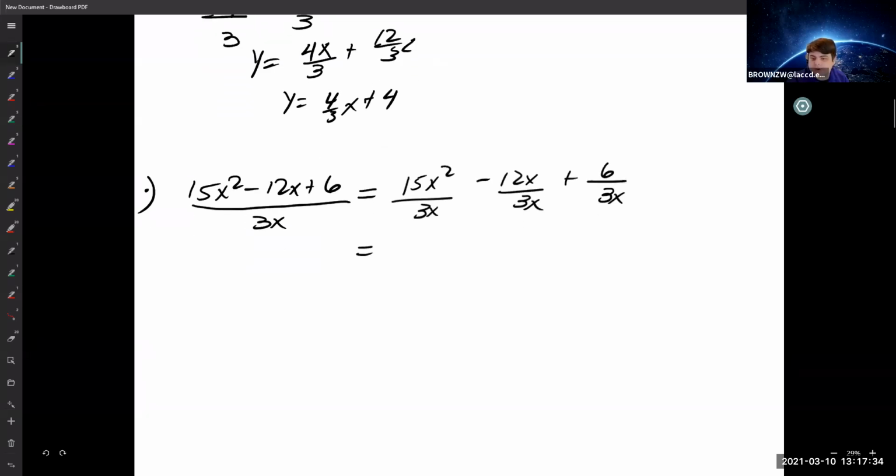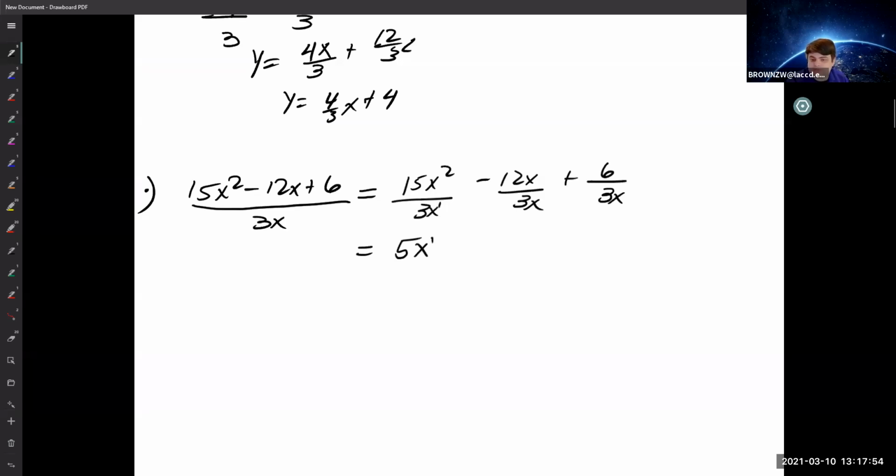Okay, so working this out, we have 15x squared over 3x, so 15 over 3 leaves us with a 5. And x squared over x to the first just leaves us with x. Technically, if you want, you could write x to the first power.